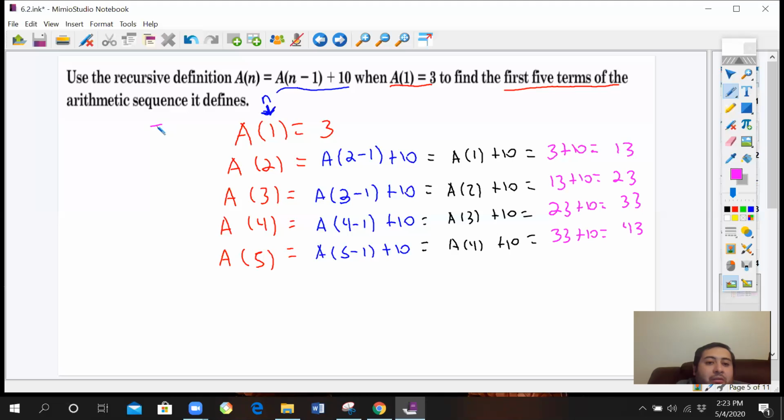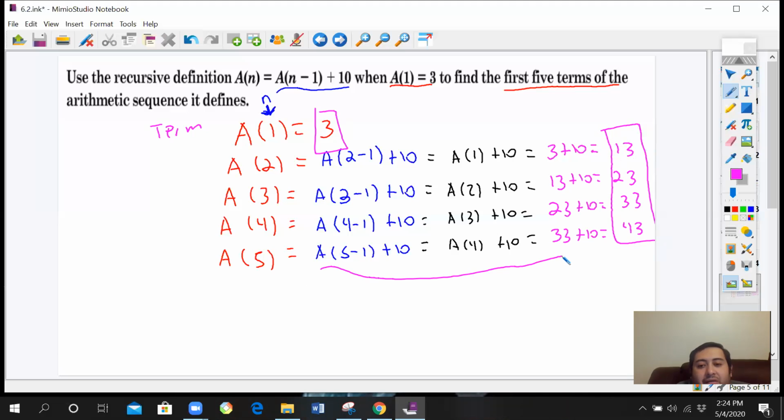Term 1 all the way to term 5. And this is your answers, all of this. Those are your answers. Again, you could go ahead and omit all of this and just add 10 to this number and you could figure out the next terms without doing all of this work.